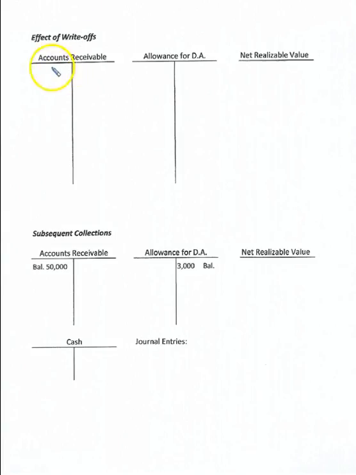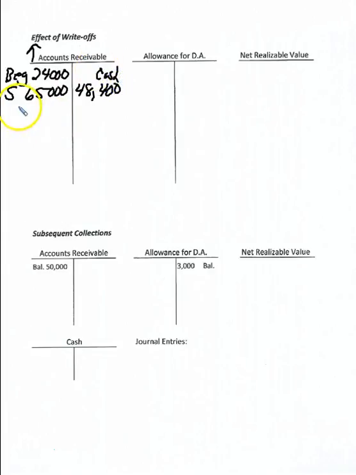So let's go to our next page and let's just kind of review what we had. We had a beginning balance of $24,000. We had sales, credit sales of $65,000. And then there was cash collected of $48,400. And so before the write-off, if I exclude the write-off, the balance in accounts receivable would be $40,600.